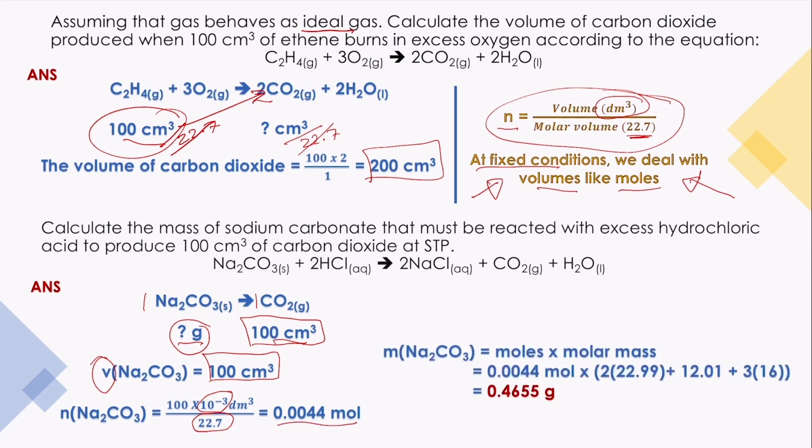Okay, so now it's easy. We have number of moles. We already know that n is equal to mass over the molar mass. So we can easily find the mass of sodium carbonate, which is equal to number of moles times molar mass. We have the number of moles, we have the molar mass from the periodic table of Na2CO3. Then we can find the mass very easily.